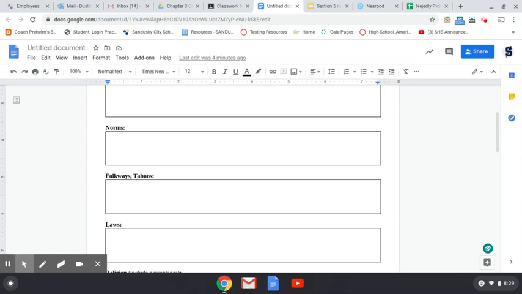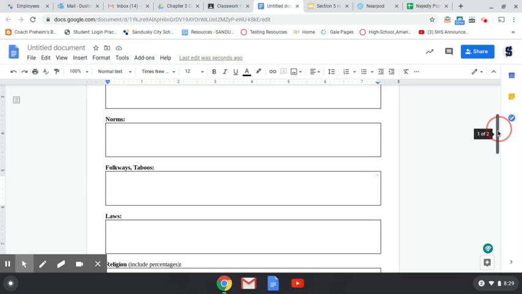Folkways and taboos. I paired those together, but I do want you to separate those. So when you get to here, type in folkways, and then whatever it is that they are. And then down below, you'll type in taboos and tell me what taboos are in that country that you chose. And then there's laws.